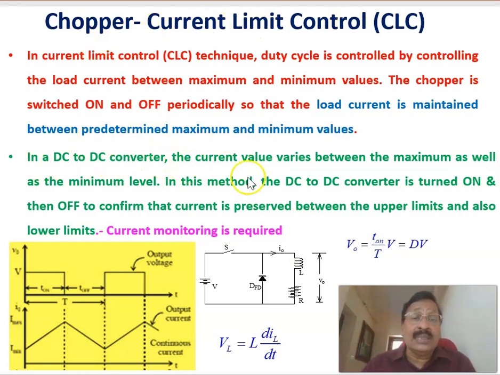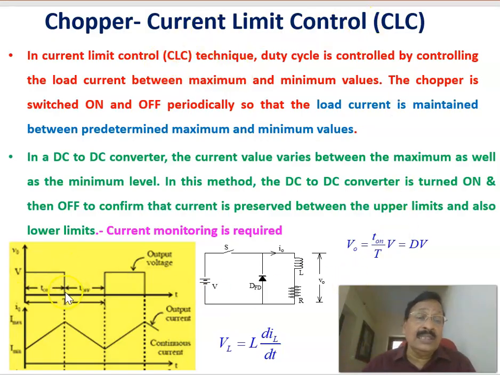Therefore, in DC to DC converters, the current value varies between the maximum and the minimum level. In this method, the DC-DC converter is turned on and off to ensure that the current is maintained between the upper limit and the lower limit. The current through the load, that is R and L, stays within I max and I minimum. In that case, it is required to monitor the load current and bring it within this limit, I max and I minimum, and based on that we are switching on and off. That method we call current limit control.